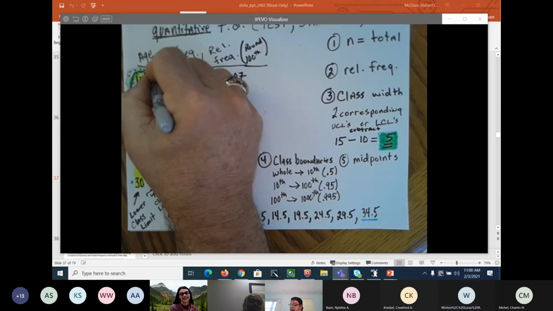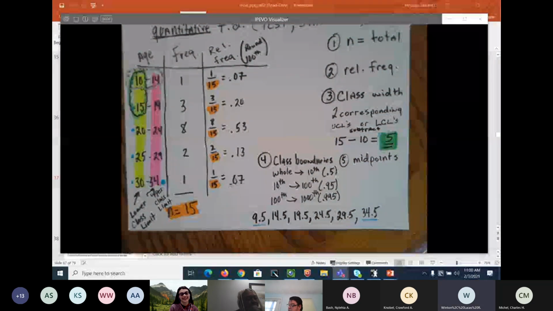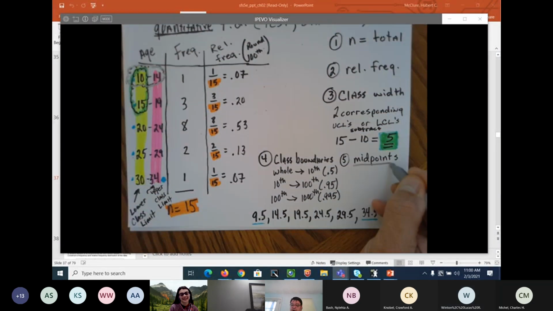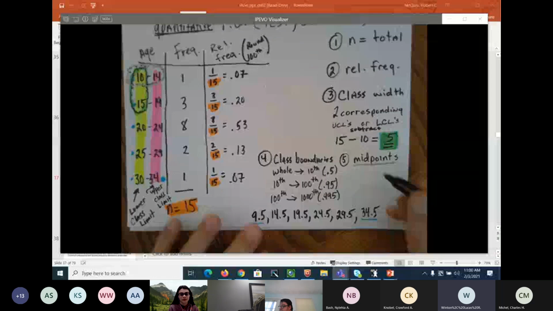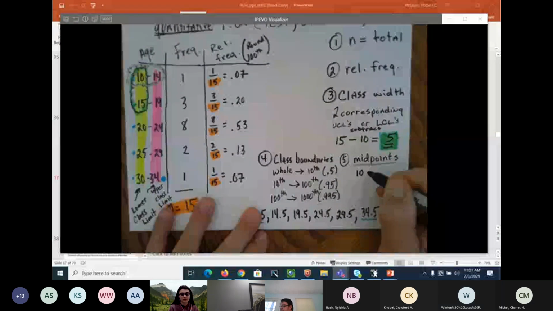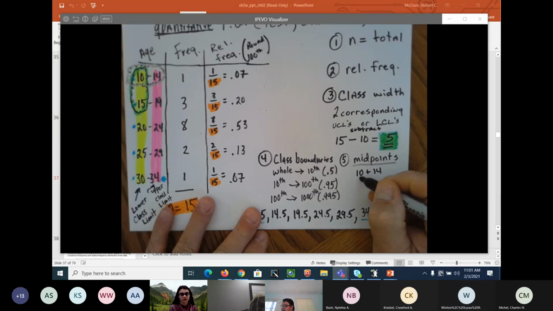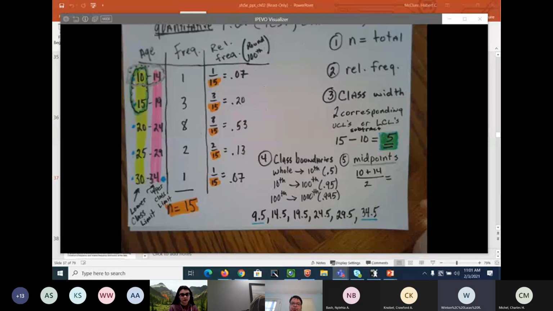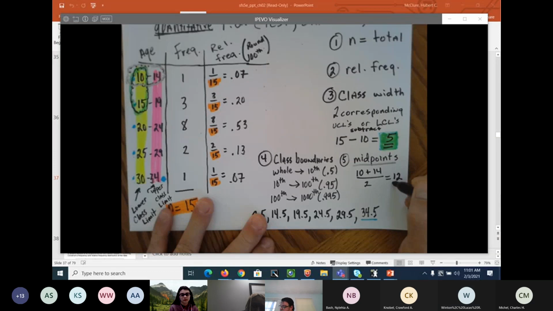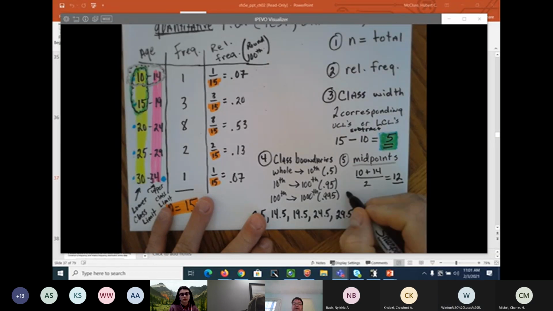Okay, how do I find the silver, the midpoint? Well, I pick those two numbers right there, and I'm going to add them together and divide by 2. 10 plus 14 divided by 2. And what number does that give me? Well, 10 plus 14 is 24, and half of 24 is what? 12. So my first midpoint is 12, and then I add 5.